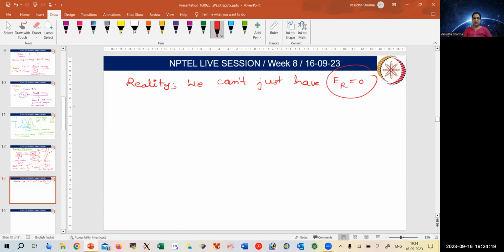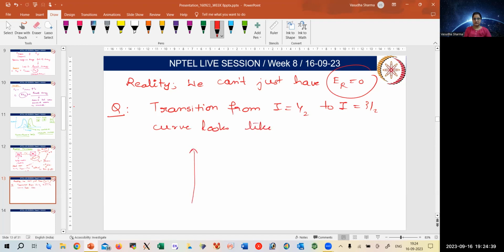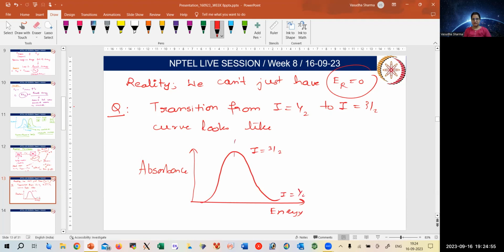So in this particular case, now the question is, when we have the transition from I equals 1/2 to I equals 3/2, our curve looks like this. If I talk about the absorbance and here the energy, it goes like this. So for example, it is I 3/2, it's I 1/2, and this is the line width, that is the width at half maxima. It is not giving you a straight line, it is coming as a Gaussian curve.